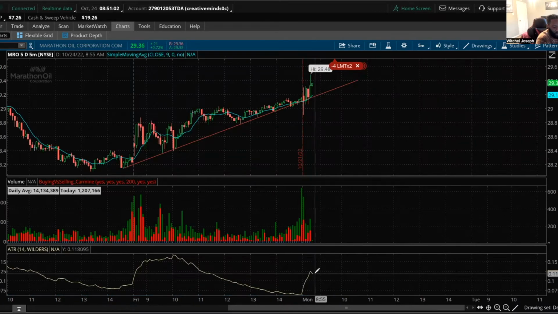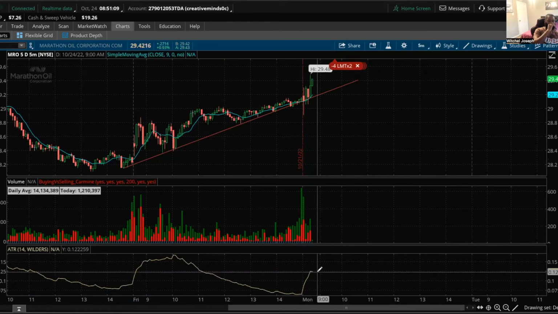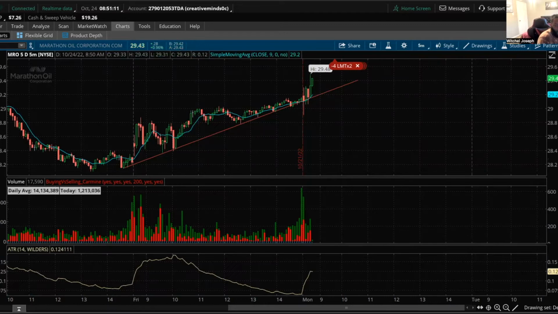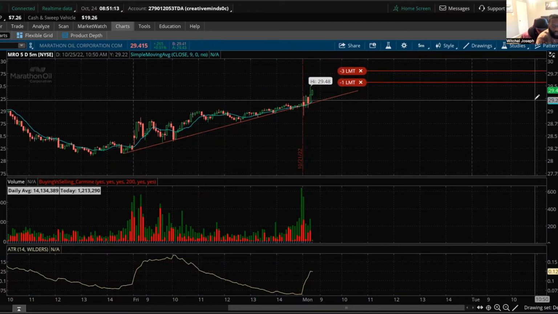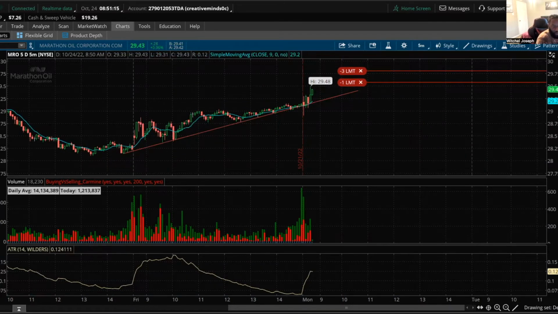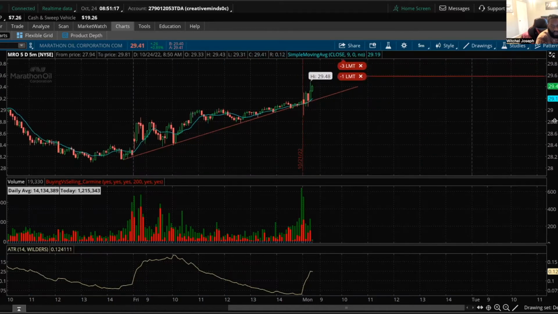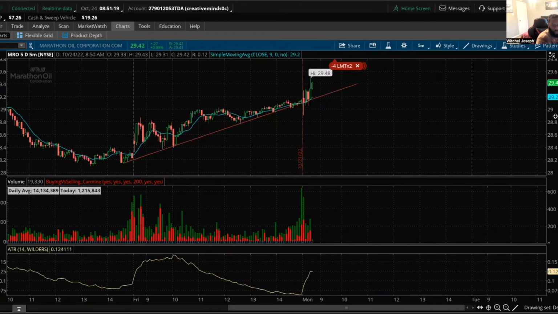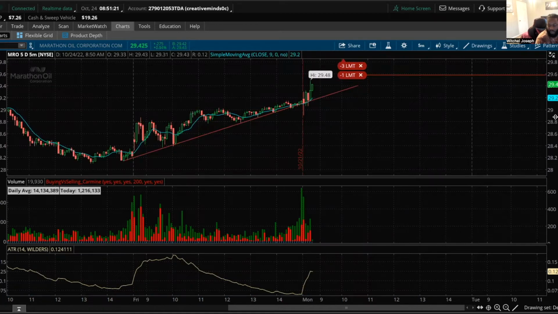So right now, MRO is moving about 11 cents every 5 minutes. If it moves 11 cents every 5 minutes, and if I can get it to move in my direction, that means that 11 cents, we're at 11, what, 40? So maybe in the next 5 minutes, we can potentially hit one of my targets to sell.